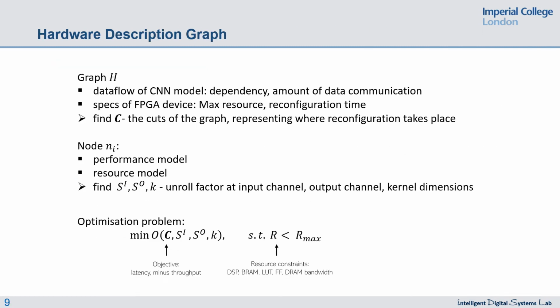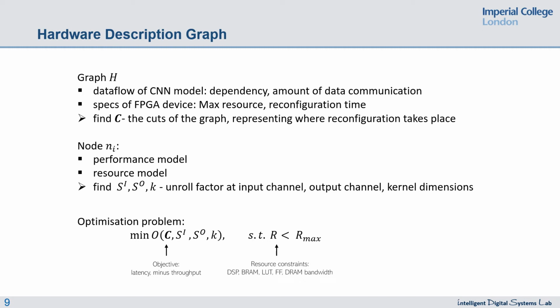For the hardware description graph, at the whole graph level, it provides the information on how the data flows through the CNN model, what is the dependency in computation, and what is the amount of data communication between layers. It also provides the specifications of the target FPGA device, including the maximum resource available on chip, the bandwidth of off-chip memory, and the time of performing a bitstream reconfiguration.